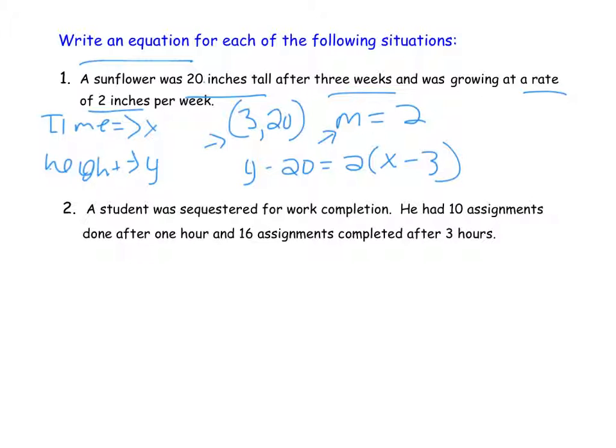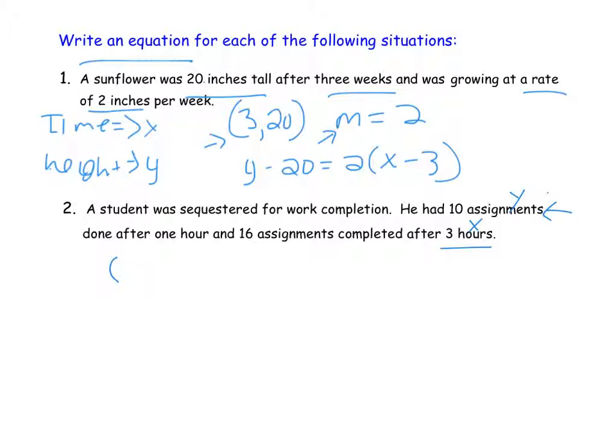All right, a student was sequestered for work completion. He had 10 assignments done after 1 hour and 16 assignments completed after 3 hours. So what are we given? We're not given the rate, and we are not given a beginning point, so we just know a data point. So again, you have to think about what is your x and your y going to be? Well, what is changing? The hours going on, and what's dependent on that is the number of assignments. So the hours are going to be your x, and your assignments are going to be your y. So the hours are your independent variable, and the assignments are your dependent variable.